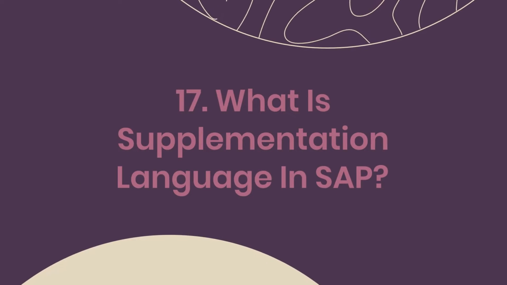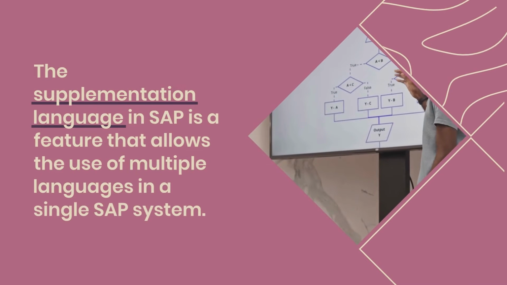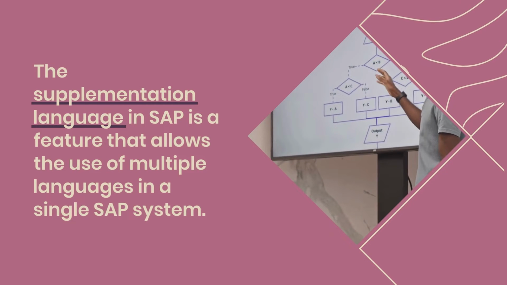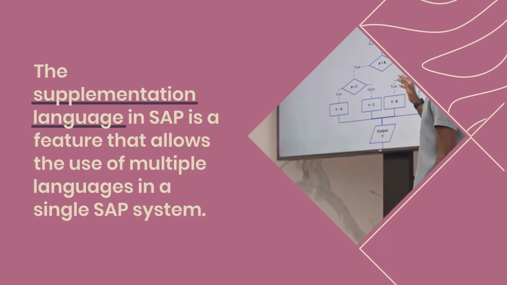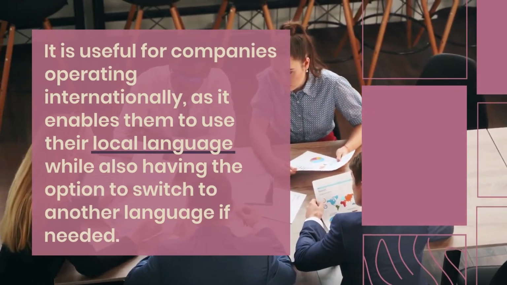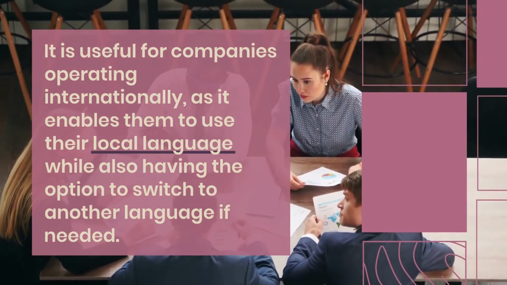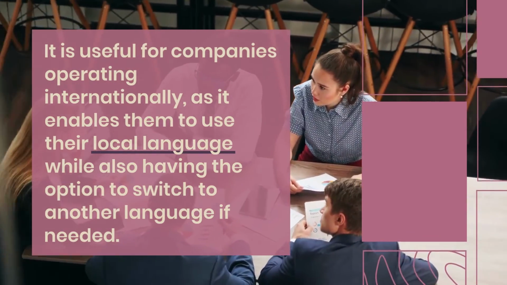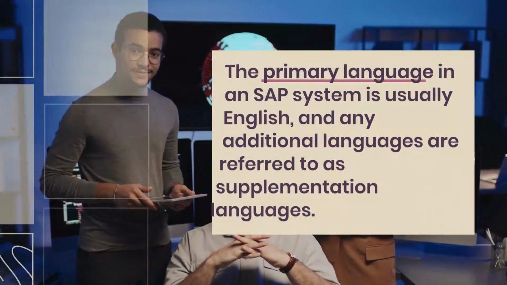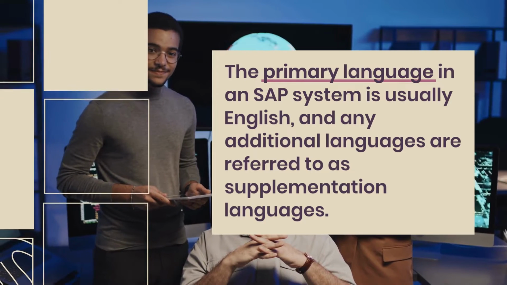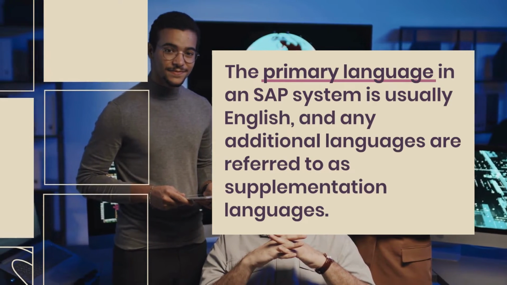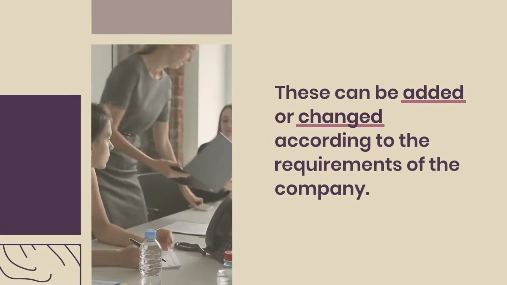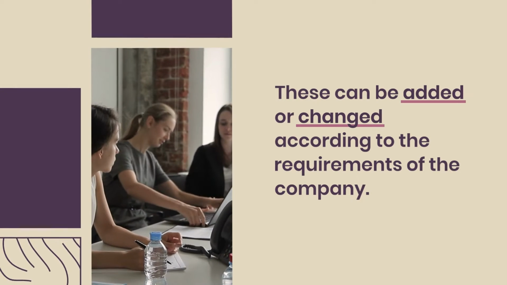17. What is supplementation language in SAP? The supplementation language in SAP is a feature that allows the use of multiple languages in a single SAP system. It is useful for companies operating internationally, as it enables them to use their local language while also having the option to switch to another language if needed. The primary language in an SAP system is usually English, and any additional languages are referred to as supplementation languages. These can be added or changed according to the requirements of the company.